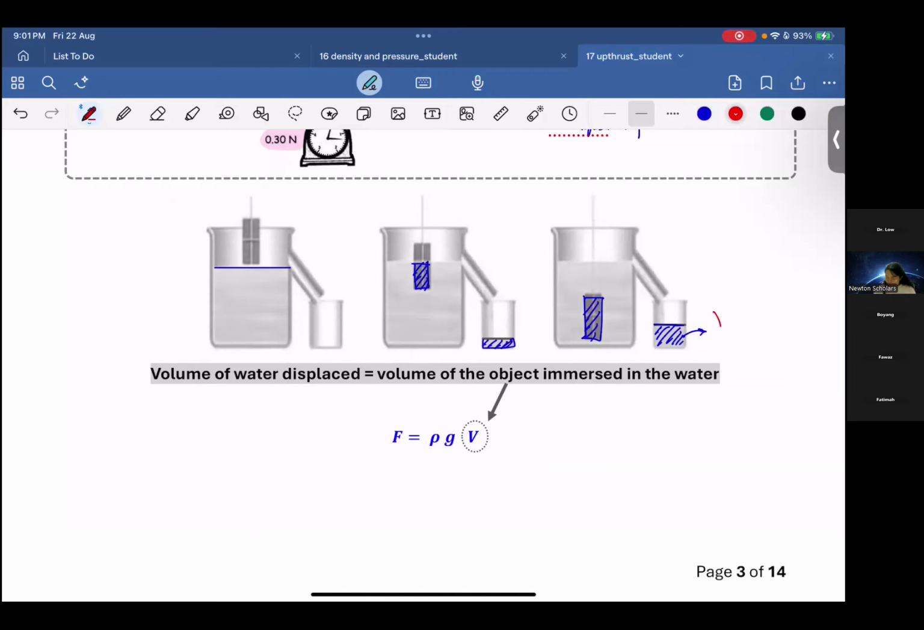So let's say the volume of the liquid displaced is 5 cm cubed, so this one is also 5 cm cubed. I just roughly put some values. So these two volumes will be the same. When we apply F equals rho g V, I should measure the volume of liquid displaced or the volume of the object immersed. They are the same.